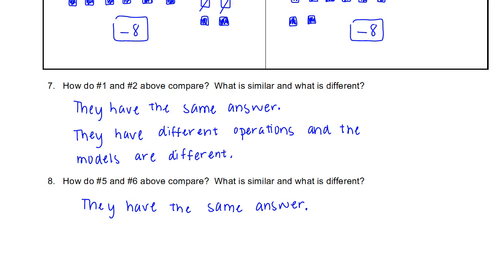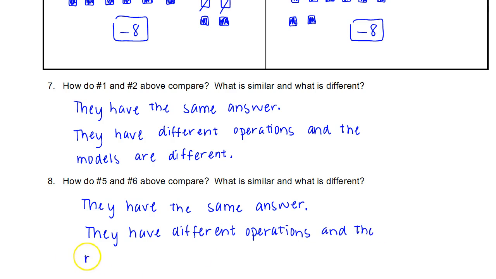And again, there are different operations. For number 5, I was subtracting. For number 6, I was adding. And the models look different. For number 5, I have removed chips. For number 6, I have simply added chips on. So they have different operations. And the models are different.